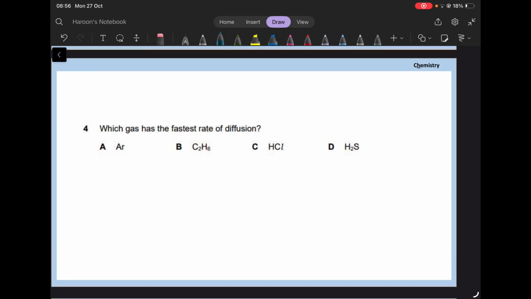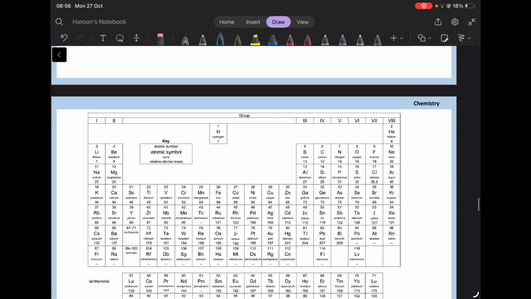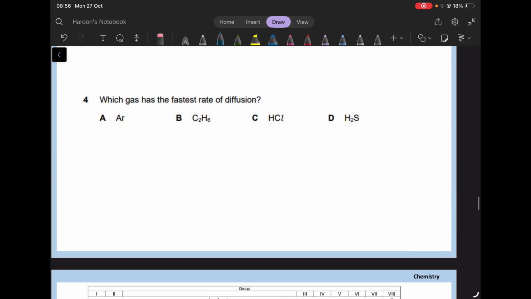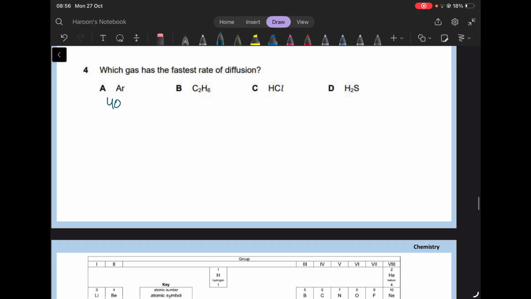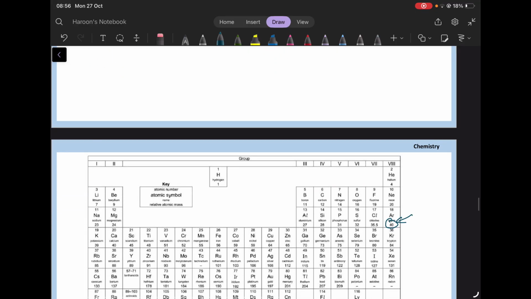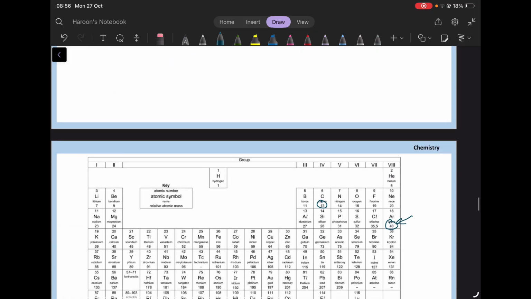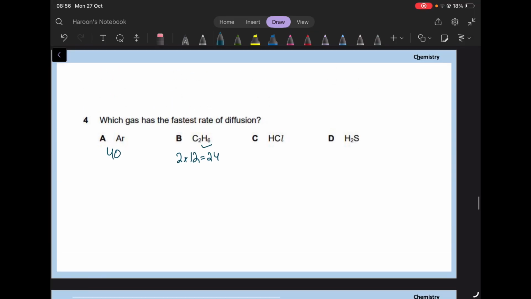Okay, which gas has the fastest rate of diffusion? So over here we actually need to find its Mr, molecular mass. So let's have a look. We have argon over here. The bigger number is the mass number. This is argon 40. So I'll just write it over here, 40. C2H6. C is over here 12, and we have 2 C, so 2 times 12 should be 24, and we have 6 over here as well. You can see each hydrogen has 1, so this would be 1 times 6 is equal to 6. So the total should be 24 plus 6, 30.